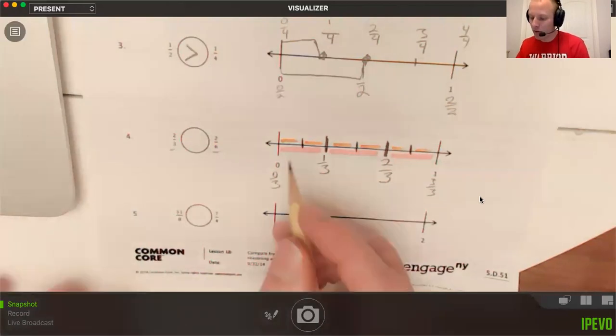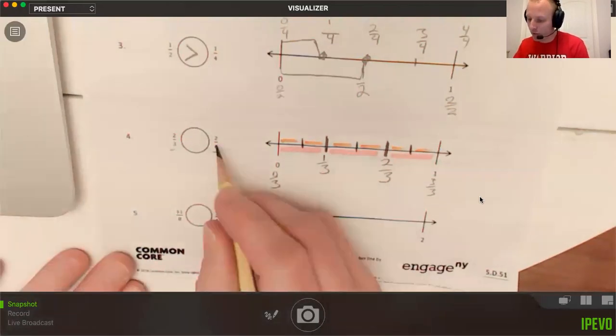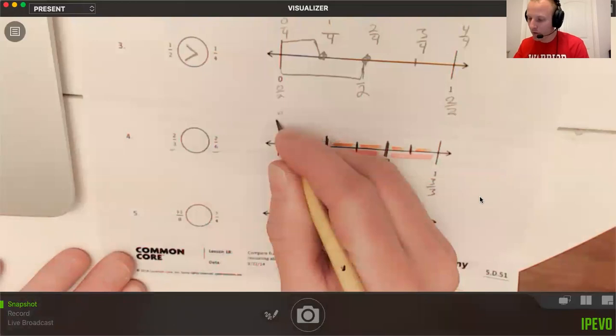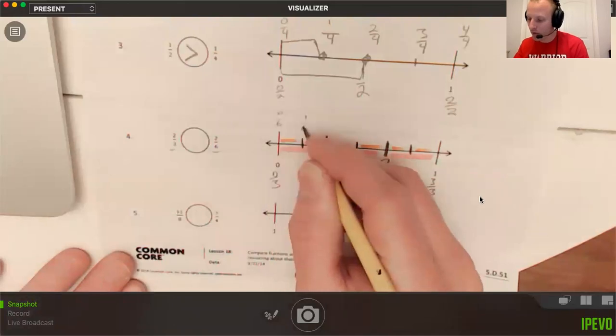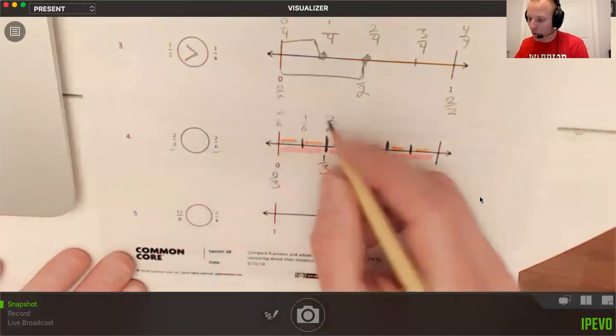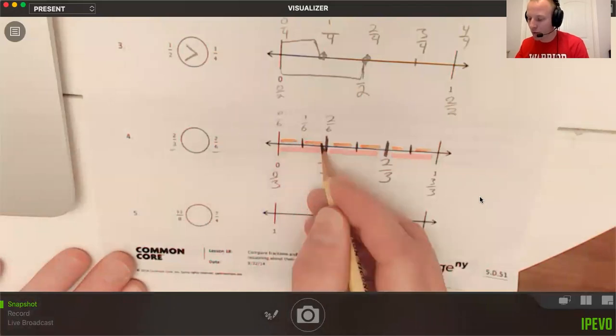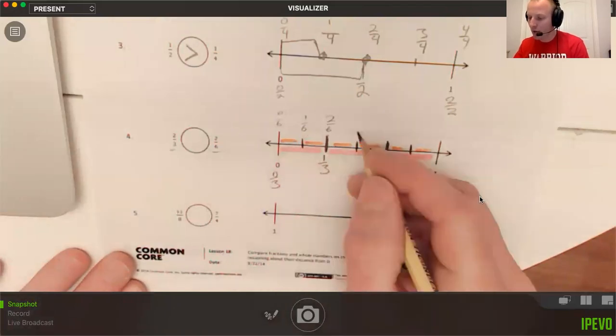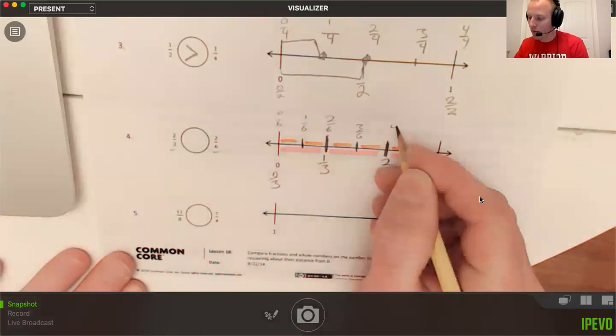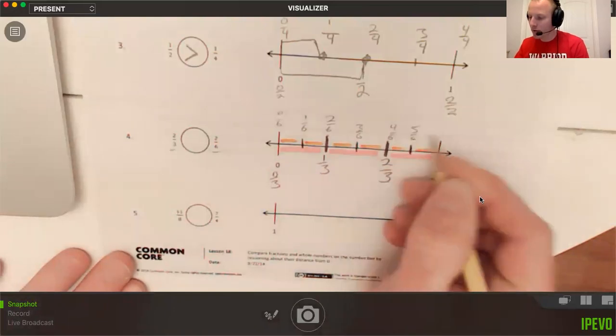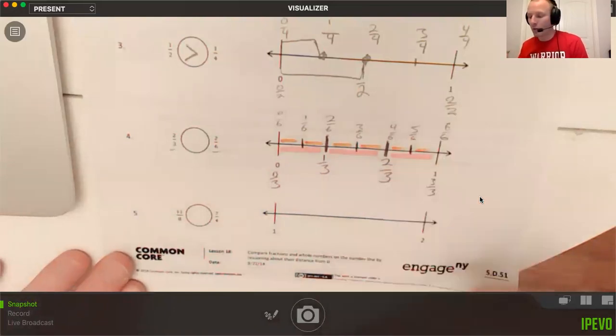Now I'm going to look at my orange sections and I'm going to 2/6. So 0/6, 1/6, 2/6. So I've had 1 orange section, 2 orange sections. I stop right there. I'll label these though. 4/6, 5/6, 6/6. That's good practice for you to label the number lines.